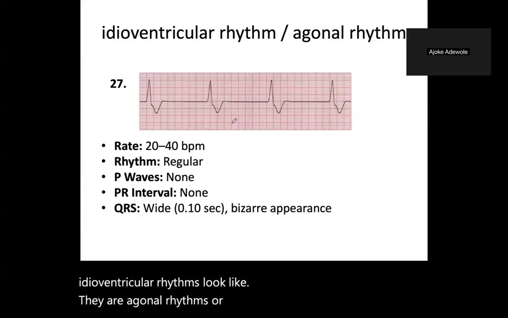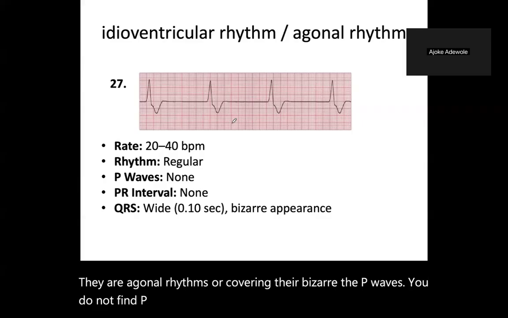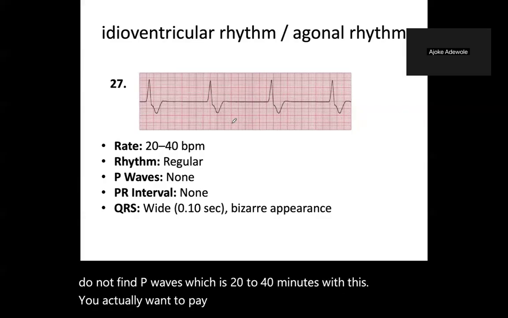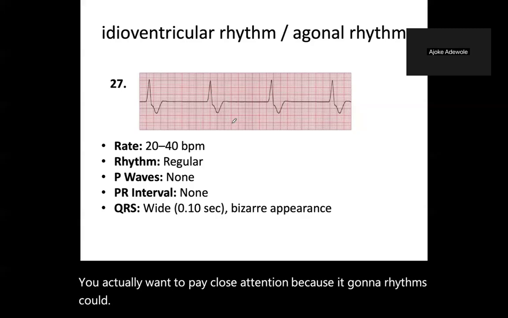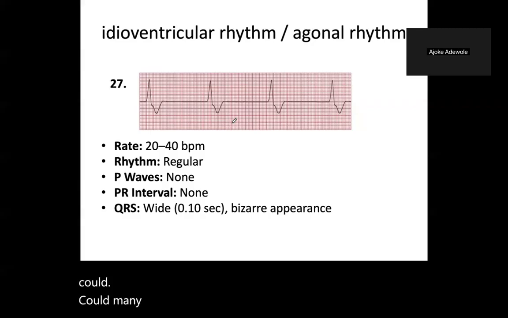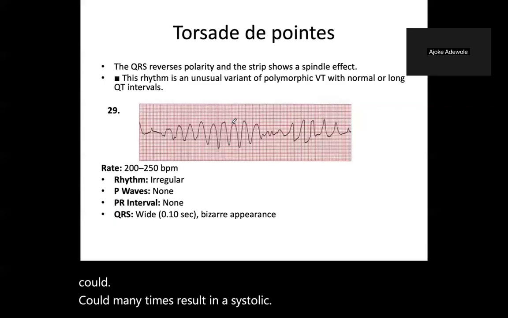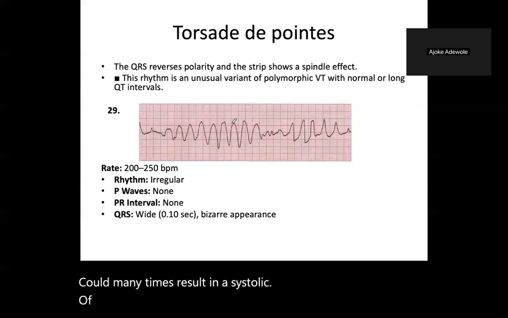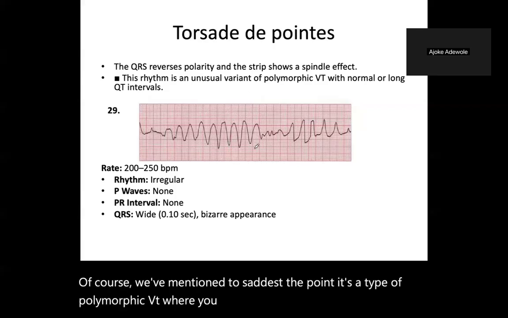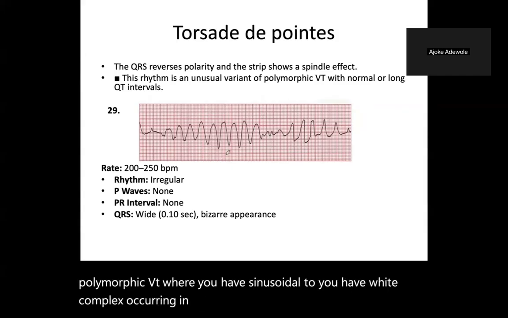They are bizarre. You do not find P waves. Rate is 20 to 40 per minute. With this, you actually want to pay close attention because agonal rhythms could many times result in asystole. Of course, we've mentioned Torsades de Pointes. It's a type of polymorphic VT where you have sinusoidal wide complexes occurring in different amplitudes, but in a kind of predictable amplitude.